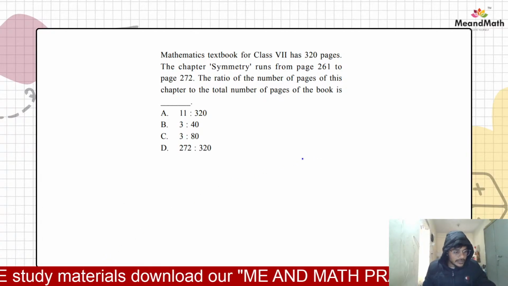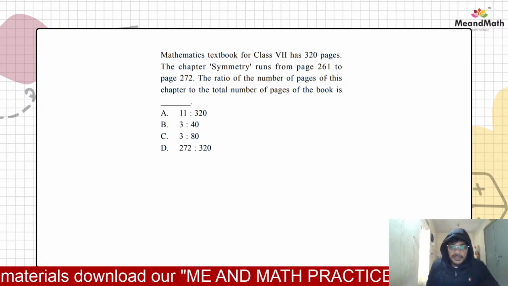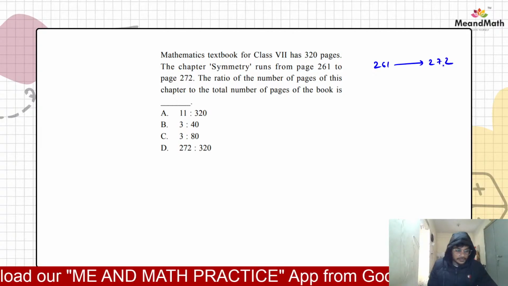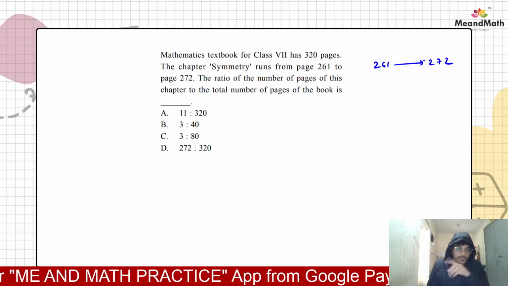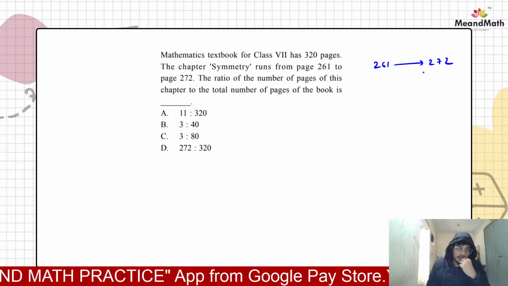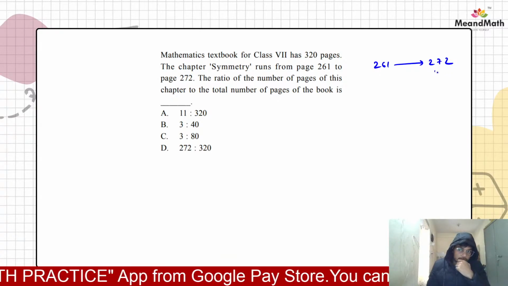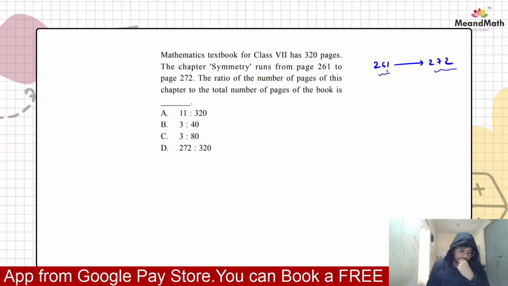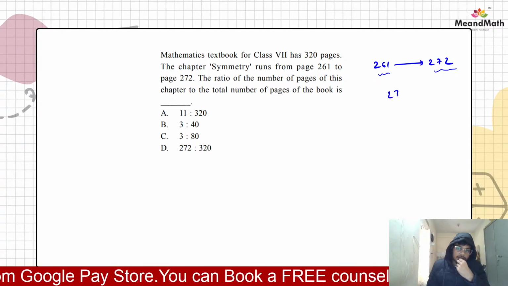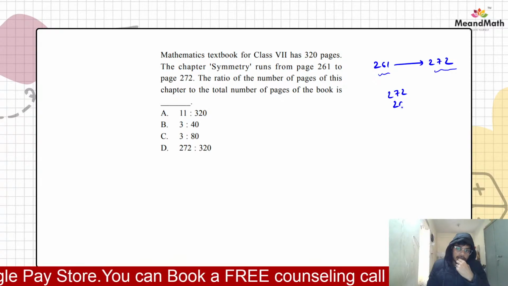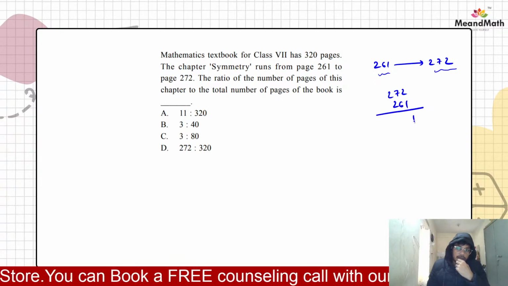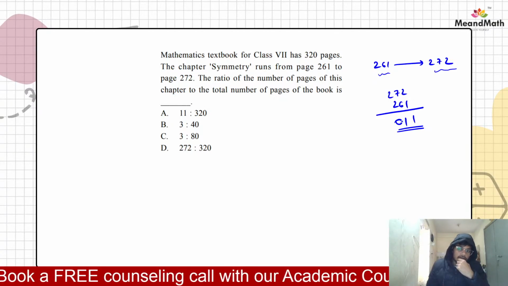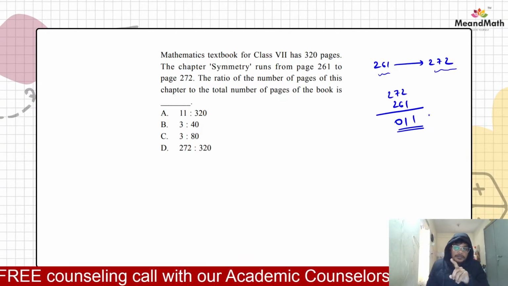So, all right. See, it runs from 261 to 272. So how many total pages are there for symmetry? Yes, 272 minus 261. Is that right or wrong? So when you subtract 272 and 261, you get 11, right?